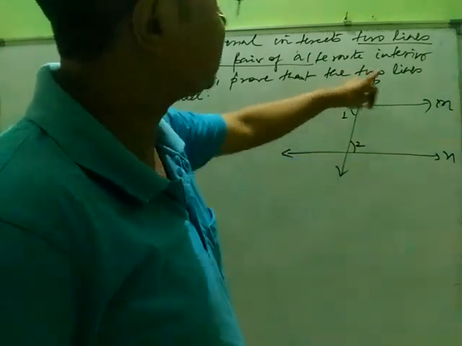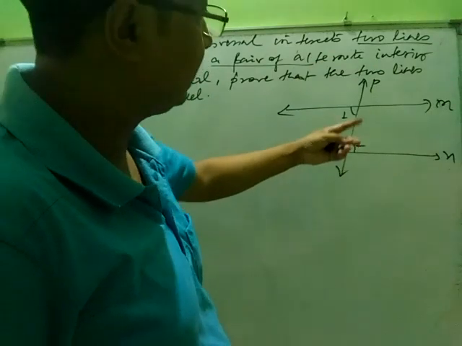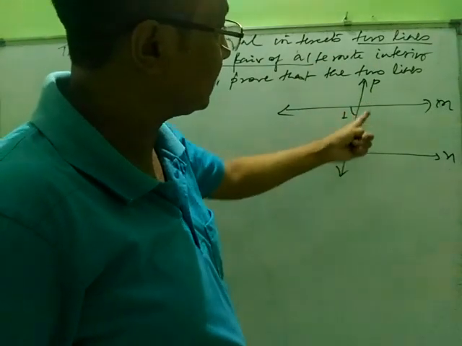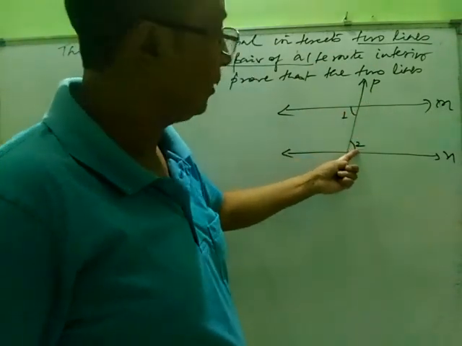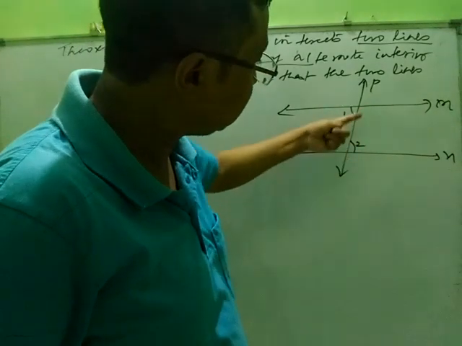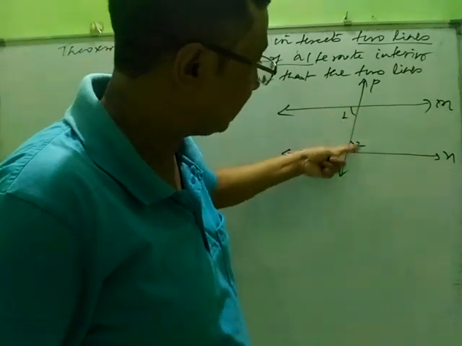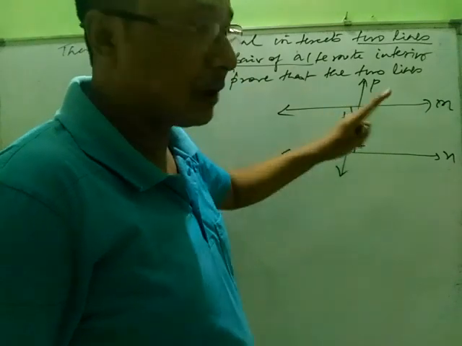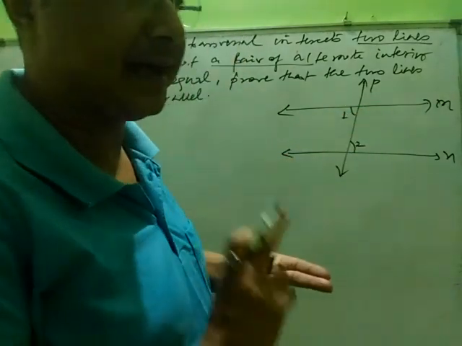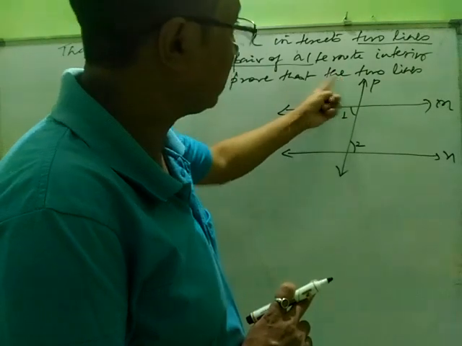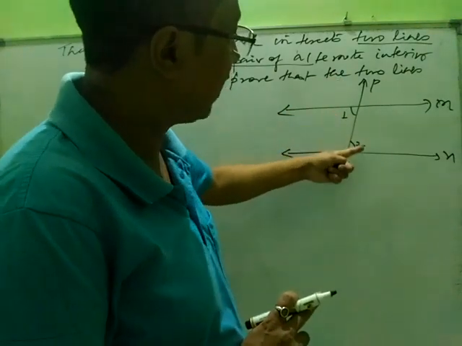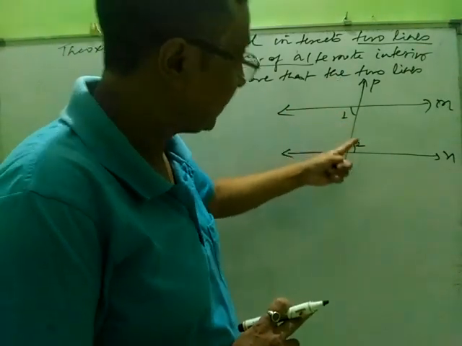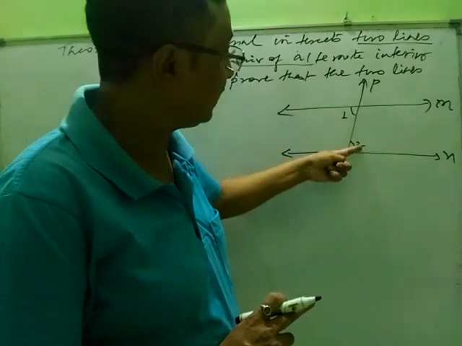Now to make the two lines parallel, you will make either a pair of corresponding angles equal or make the sum of the adjacent interior angles supplementary, that is 180 degrees. Out of these two conditions, you will make one. To make the two lines parallel, here they are given one pair of alternate interior angles equal. So angles 1 and 2 are equal.